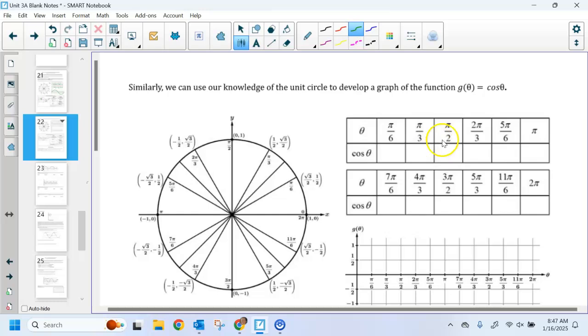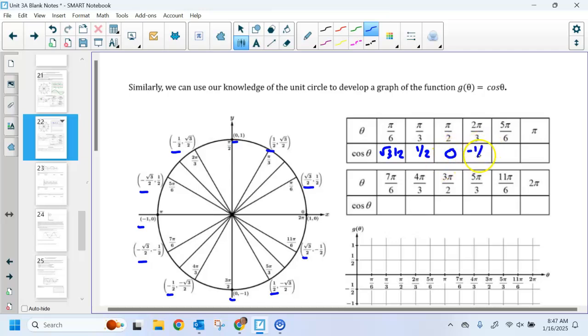Okay, so we can do the same thing for cosine, except for cosine we're going to use the x values of all these unit circle values. And I'm underlining them all here on the unit circle. And then I'm going to bring them over onto our table. So I start with rad 3 over 2, then 1/2. Pi over 2 maps to 0 for cosine.